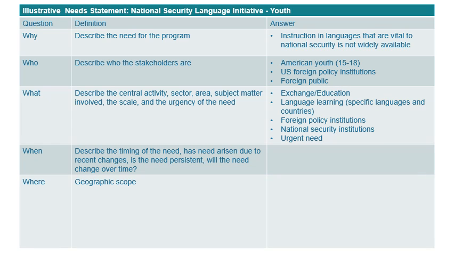The central activity and other key stakeholders involved are doing the actual exchange. We hope that the students will learn about their host countries and learn the language spoken in the host country. And we hope that they will become better informed and go on to work in foreign policy or national security institutions. The need for the program is urgent as it deals with national security.